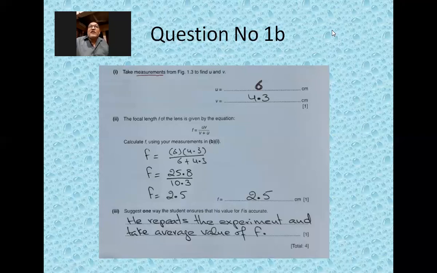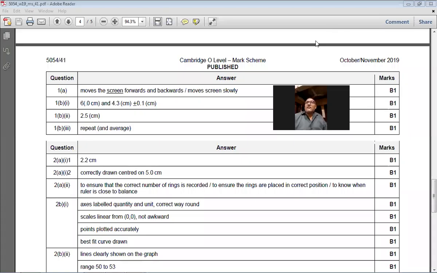So let's have a look at the markings. My dear students, you can see that the marking scheme is showing up on your screen. This is the marking scheme for question number 1. You can pause the video and have a good look at this marking scheme. It's very important to compare your answers with the marking scheme.